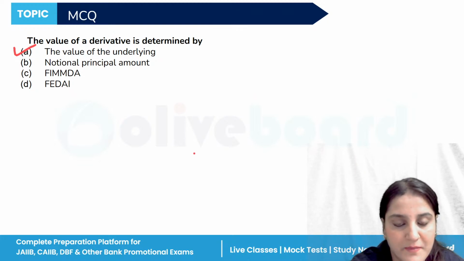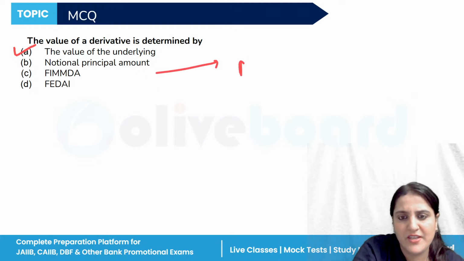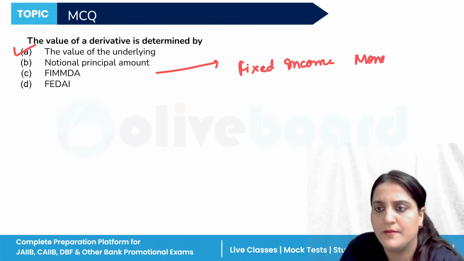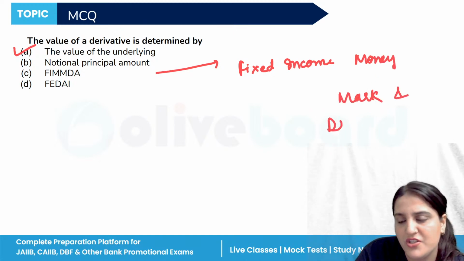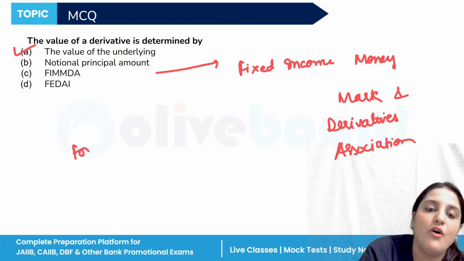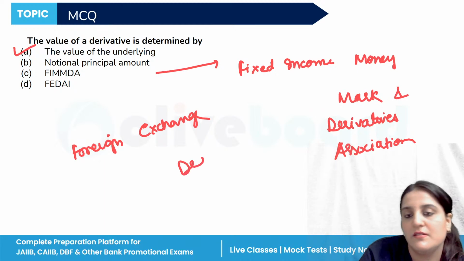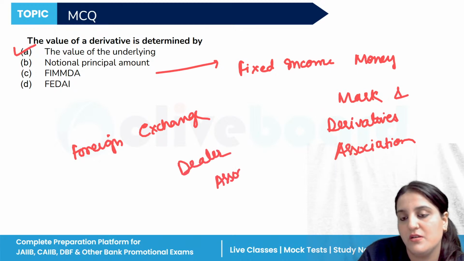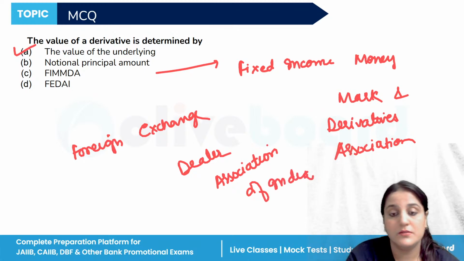And what is the meaning of FIMDA and FEDAI? FIMDA is Fixed Income Money Market and Derivatives Association. And what is FEDAI? This is Foreign Exchange Dealers Association of India.